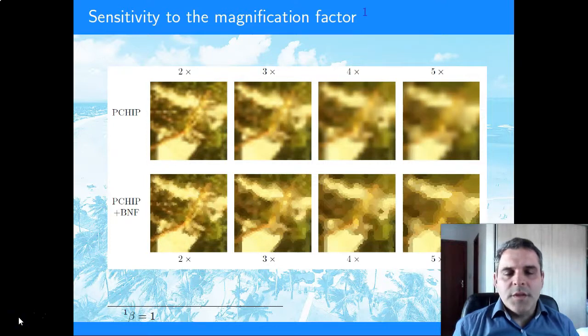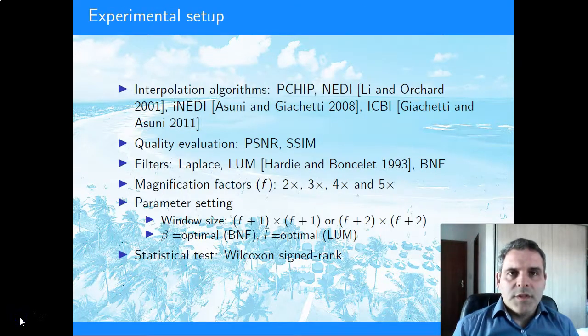Now we move to the experiments, where the filter is evaluated and compared to other sharpening filters from the literature. The sharpening filters are applied on top of 4 interpolation algorithms. Each image is always downscaled and then magnified by interpolation. The quality of the interpolated image is measured using both SNR and structural similarity. Besides BNF, 2 other filters from the literature are used, which are Laplace and LUM. 4 magnification factors were adopted.